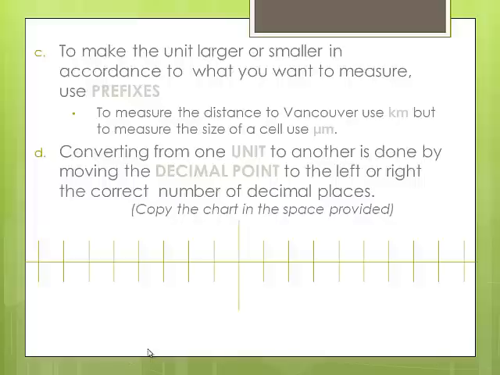So to make units larger or smaller in accordance with what you want to measure, we use prefixes. To convert from one unit to another, it's done simply by multiplying or dividing by powers of 10. Similarly, we can use this chart, which is one method that you can use to convert values, by simply moving the decimal point to the right or left. If this system doesn't particularly work for you and you are very confident with the method that you know, you can certainly use that.